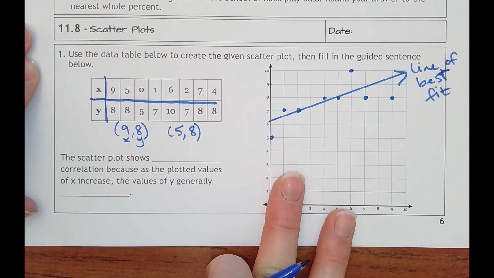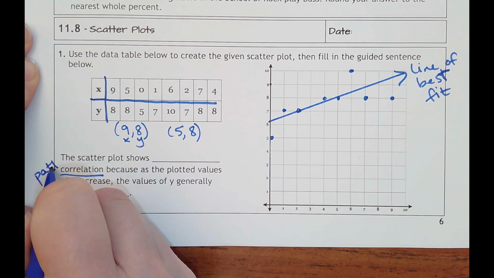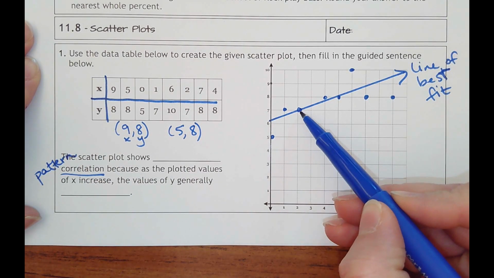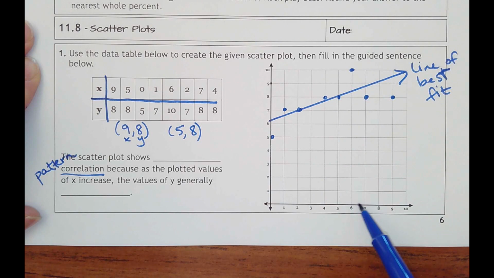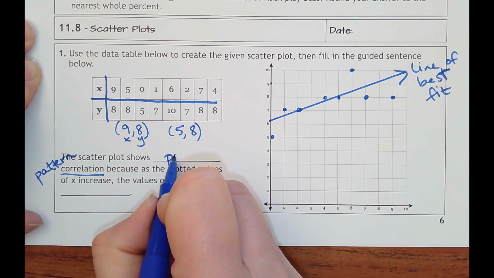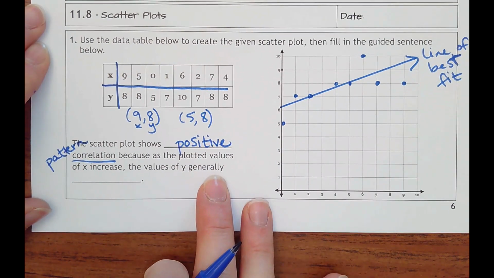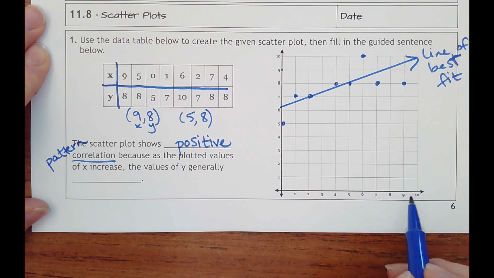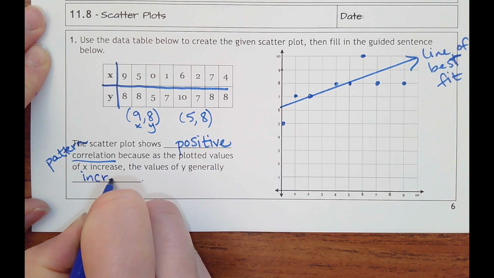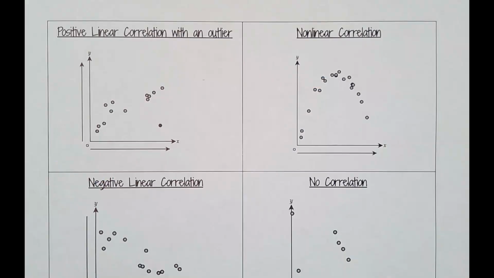So this scatter plot shows some kind of correlation. A correlation is like a pattern or some kind of connection between the x and y, and it goes along with slope. So it looks like as x's are increasing, y's are increasing, or this has positive slope, so we say it has positive correlation. Because as the plotted values of x get bigger, the y's are also getting bigger or increasing. Okay, go to the next page.